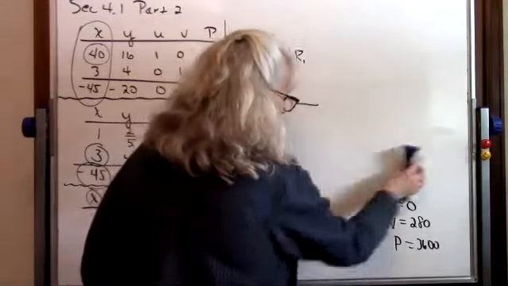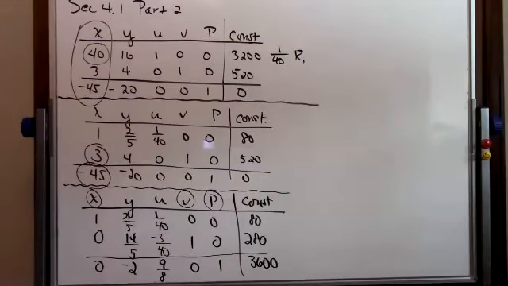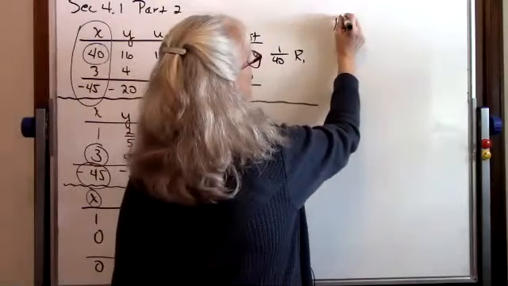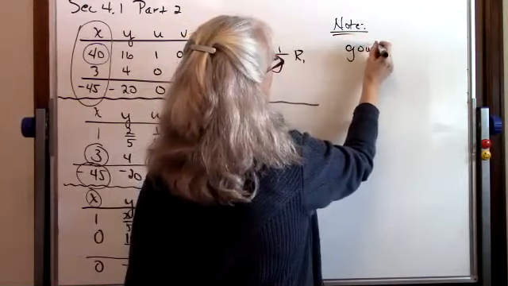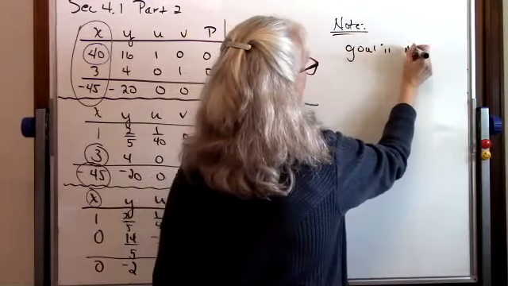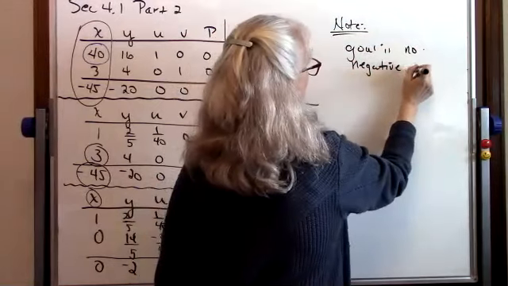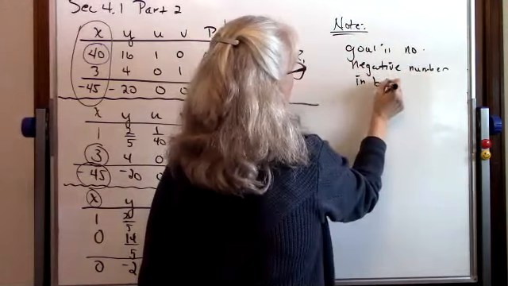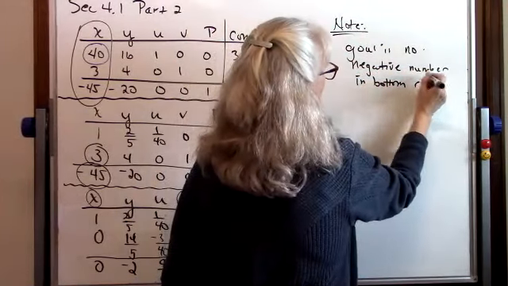So how do we know we're actually not done, though, from this over here? Well, because we still have a negative in the bottom row. So it's important to know that our goal is no negative number in the bottom row. And that's how we know we're done with the row manipulation in the bottom row.